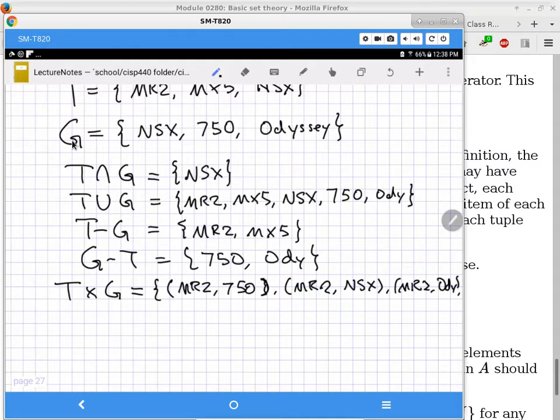Okay? The next row, let's pick on MX5. So MX5, same thing, can pair up with 750. MX5 can pair up with NSX. And MX5 can also pair up with the Odyssey. Is there a reason why you're starting with the 750? No particular reason. Okay, just as long as the T's are on the left and the G's are on the right.